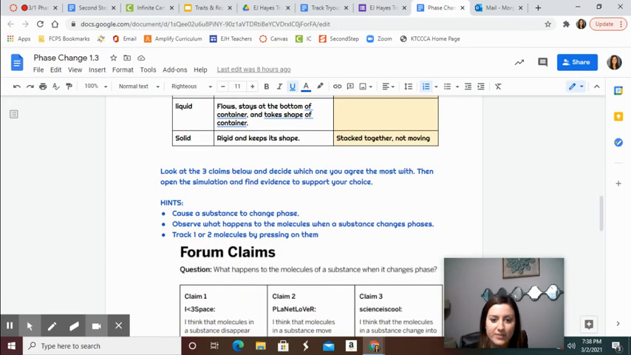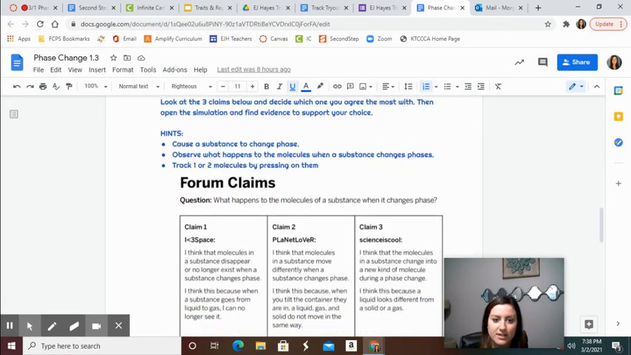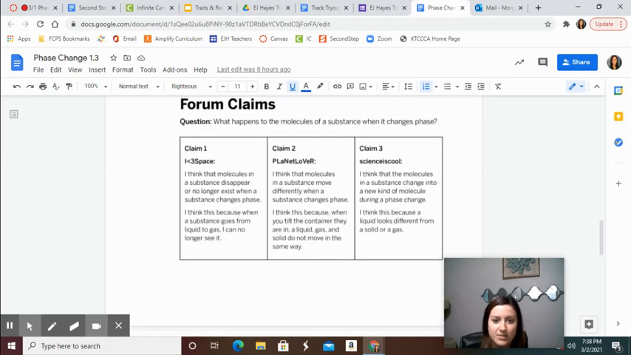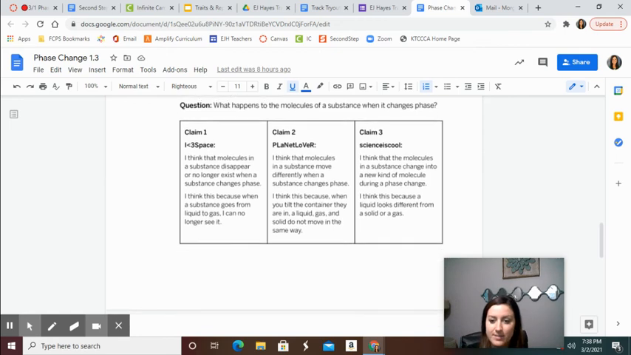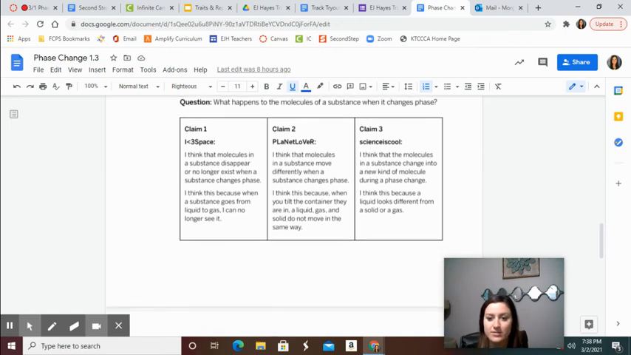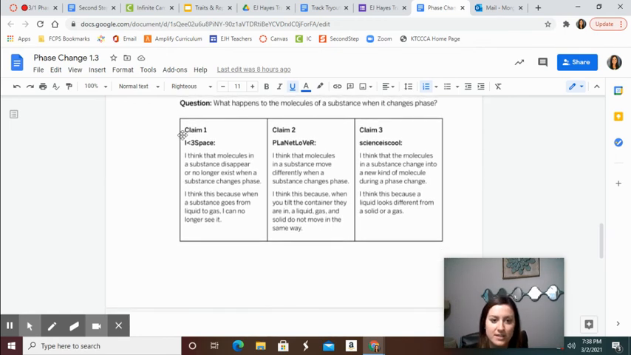And then using that information that you got from the simulation, there are 3 claims down here. And I want you to pick which claim you agree with. And then kind of use some of that evidence that we saw in the simulation to explain why. So the first claim says that molecules in a substance disappear or no longer exist when a substance changes phases. And they think this is because when a substance goes from liquid to gas, it can no longer be seen. So do you agree with that?